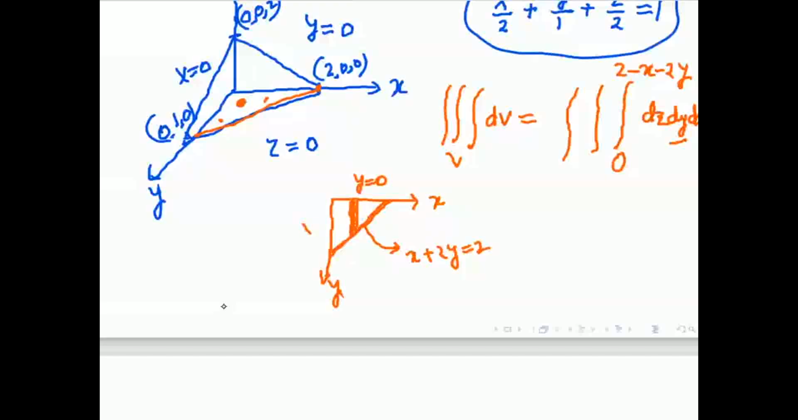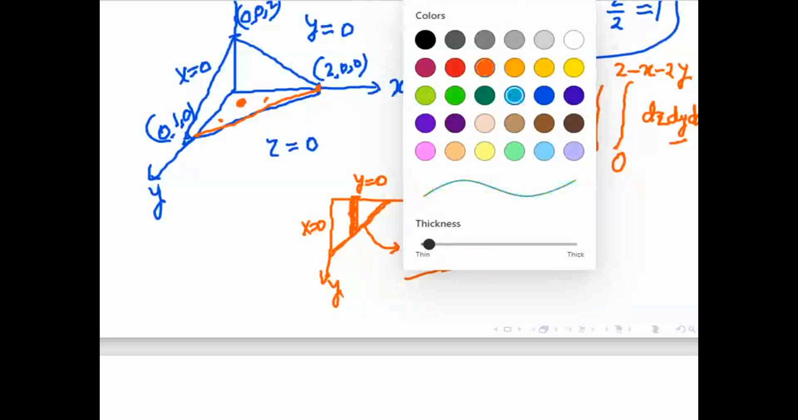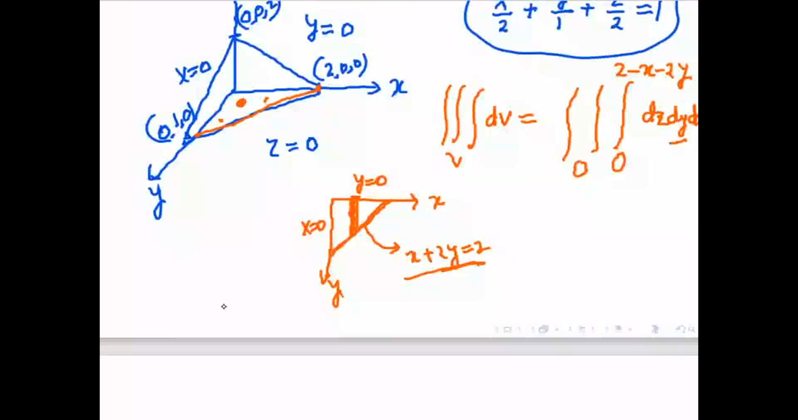So y will start from 0. It will go to this line. So value of y will start from 0. It will go to this line x plus 2y equal to 2. So at this line x plus 2y equal to 2, what is the value of y? Y value will be 2 minus x by 2, right? So from this the value of y will come 2 minus x by 2, or you can say 1 minus x by 2. So this is the limit of y.